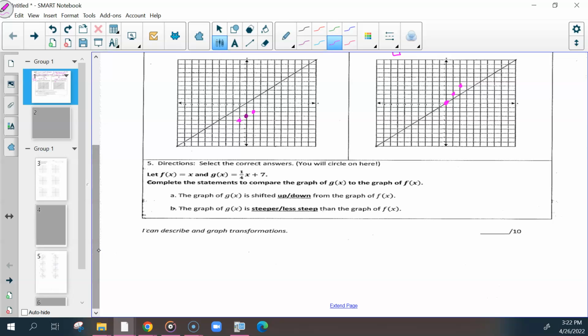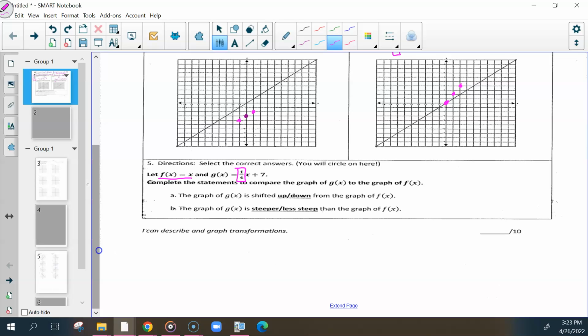For this last one, it's now giving us 2 functions, f of x equals x and g of x equals this function right here. We are comparing them. So f of x equals x is our original, slope of 1, y-intercept of 0. And we're trying to figure out from that to g of x what happened. So it does not matter how you look at this, if you want to look at the slope or the y-intercept first.